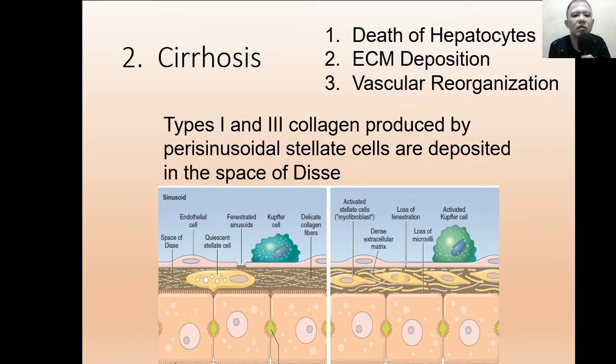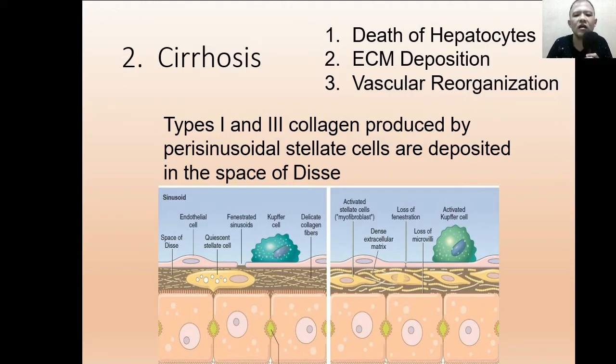So the problem with cirrhosis is that there is activation of the stellate cells. Stellate cells, no? These are the cells that produce collagen in the space of this. So you have activated stellate cells. So why are the stellate cells activated? It's triggered by the injury or the toxic agent.